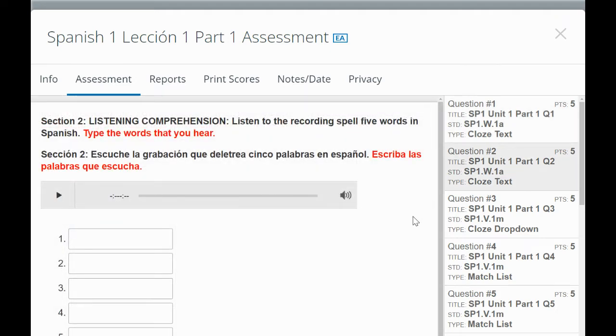Listening comprehension. Listen to the recording. Spell 5 words in Spanish. Type the words that you hear. Okay? They will now be giving you letters, and you spell the words. Let's listen to number 1.